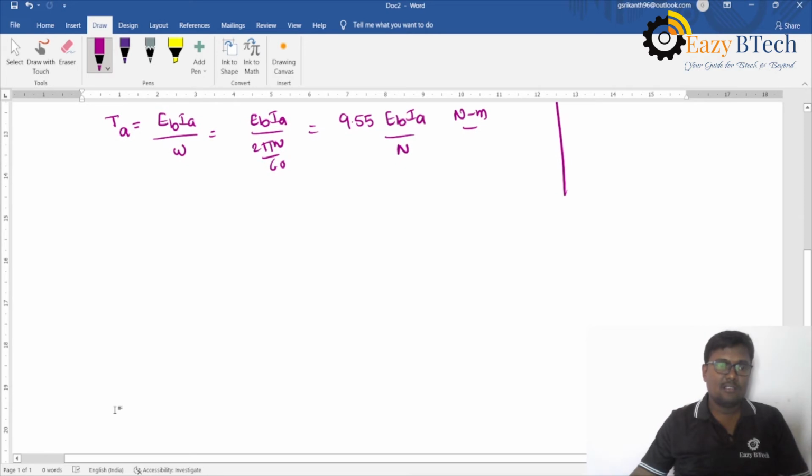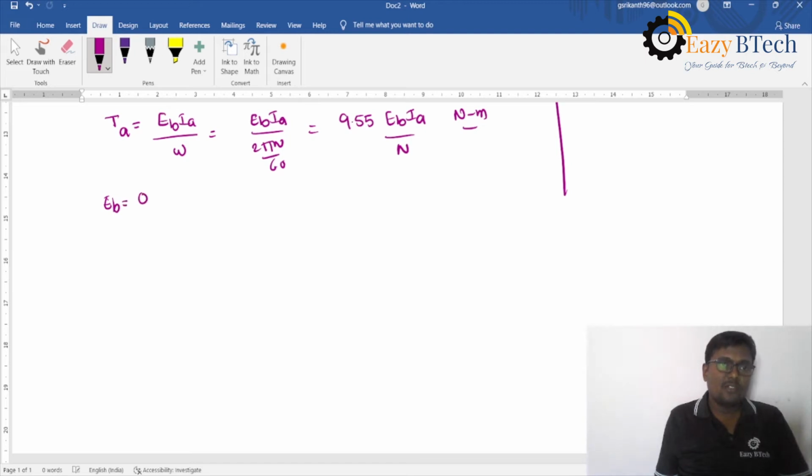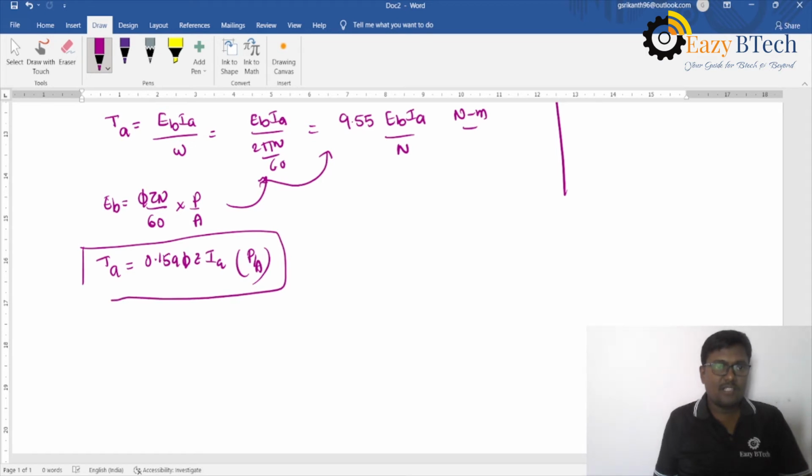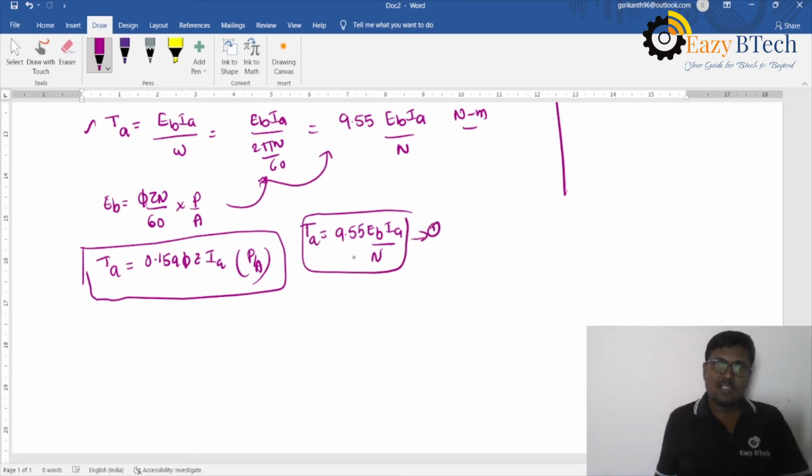And one more thing, if you substitute EB is equal to phi Z N by 60 into P by A in the above equation, TA is equal to 0.159 into phi Z into IA into P by A. So these two are very, very important equations. 9.55 into EB into IA by N is the first equation, and this is the second equation. Both are very, very important.